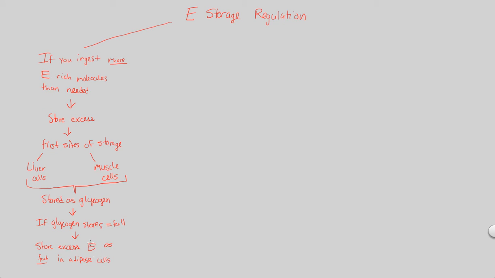That's the reasoning why we have this idea of fatness, of being overweight. This is because you've completely filled up your glycogen stores, and now you're even more excessively eating these high energy rich molecules. And so the body has to do something with this. It's not going to just get rid of it. These are high energy molecules, so might as well store them as fat.